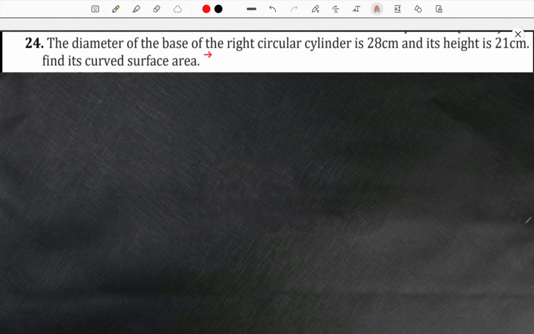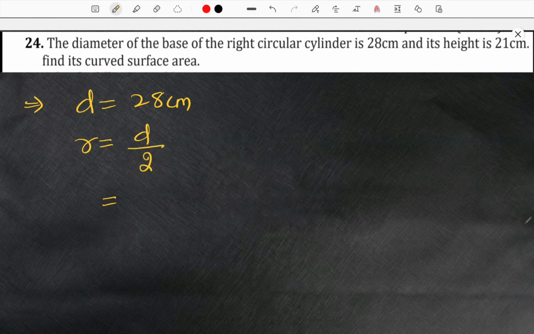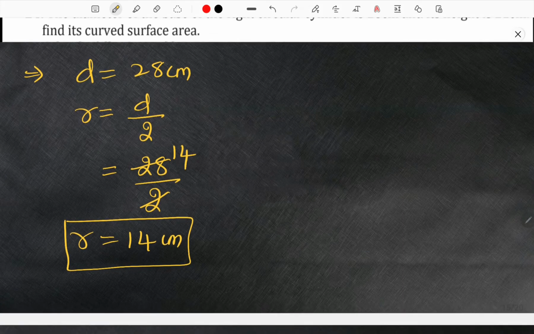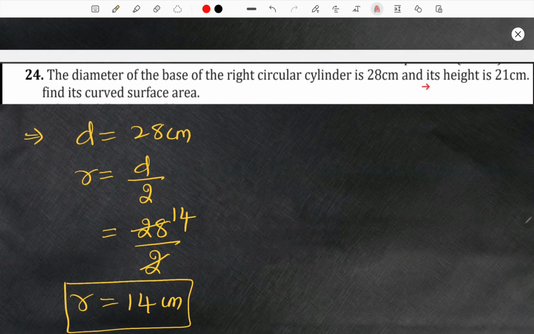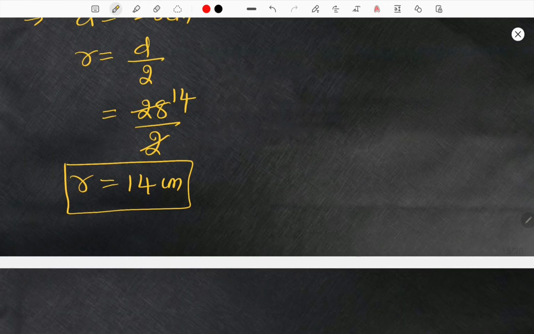The diameter of the base of a right circular cylinder is 28 centimeter. That means diameter is 28 centimeter. D is equal to 28 centimeter. That means radius is going to be D by 2. So D by 2 means it is going to be 28 by 2. 2 ones are 2, 14s are, so that's why radius is 14 centimeter. Make sure that you are doing it like this only. I mean, write big letters and make maximum usage of this space. Alright, and its height is 21 centimeter. Height is also given, so height is equal to 21 centimeter.